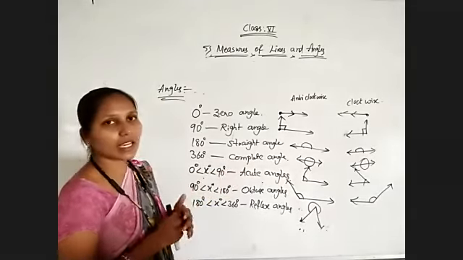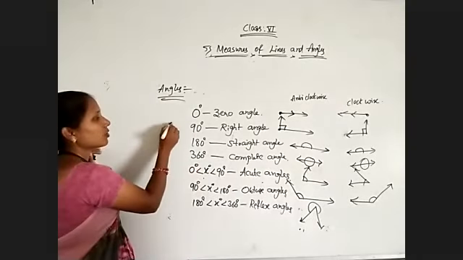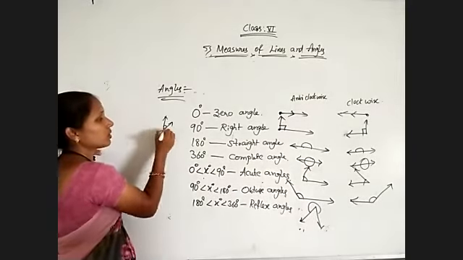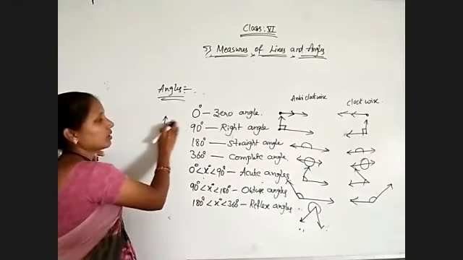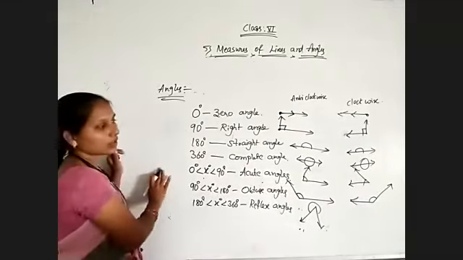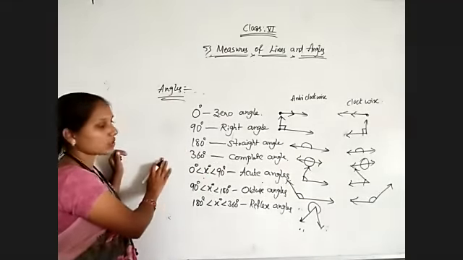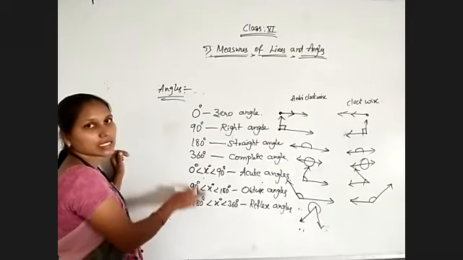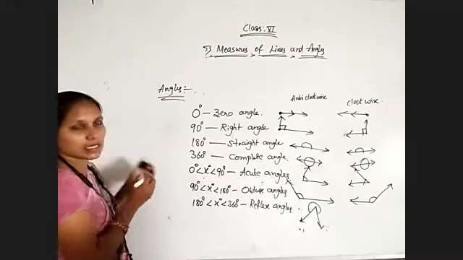And 0 to 90 degrees are acute angles. When we are showing timings, if I want to show 1 o'clock, this is an acute angle. 2 o'clock, acute angle. And coming to the next, obtuse angles. 4 o'clock, 5 o'clock, all those are showing obtuse angles. Reflex angle is 8, 9, 10 o'clock, all those are reflex angles.